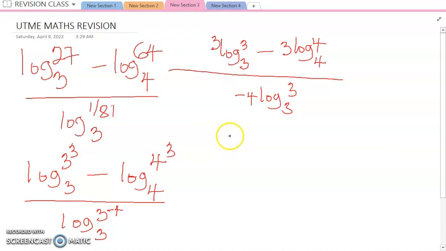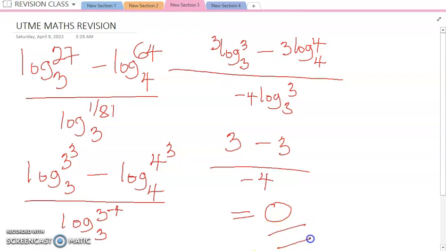So meaning you have 3 times 1, 3, minus 3 times 1, 3. Everything divided by minus 4. So the final answer would be 0 for this question, because 3 minus 3 will give me 0. And 0 over minus 4 will give me 0. But note, if it was minus 4 over 0, the answer will have been undefined. Let us solve another question.